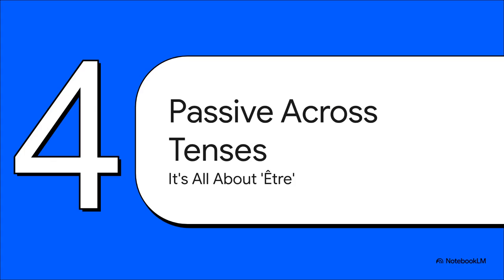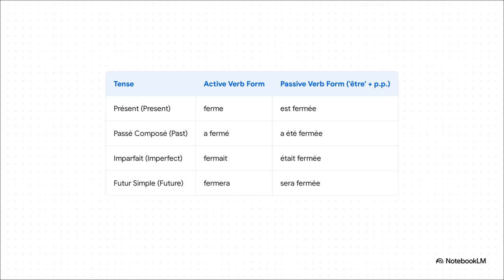Okay, this is where it gets really cool and honestly pretty simple. How do you put the passive voice into the past or the future? Is it super complicated? Not at all. The secret is to just change the tense of one single verb, être. Just look at this table for a second. Do you notice something amazing? That past participle fermé, it never changes. It just sits there. The entire mood and tense of the sentence is carried by our little helper verb, être.